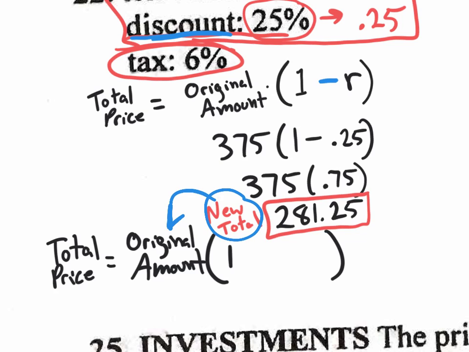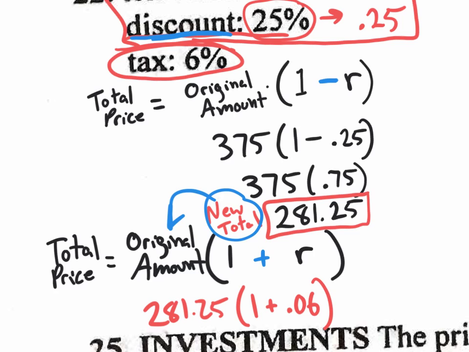And since we're doing taxes, it's going to increase this time. And it's going to increase by what percent? 6%. But 6% written as a decimal, what's it going to be? 0.06, right? If you move it over 2 spaces, it's going to be 0.06. Actually, I shouldn't have done that yet. I probably should have written just R, and then plugged it in later, just to show the complete notes right here. So the original amount is 281.25. We're going to multiply it by 1 plus 0.06. We said 6% as a decimal is 0.06.